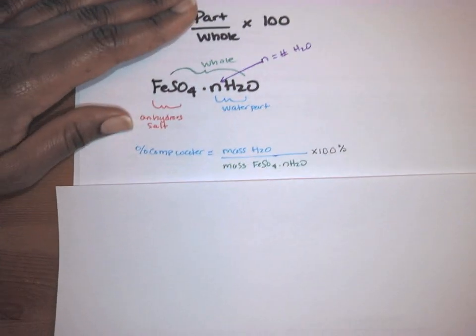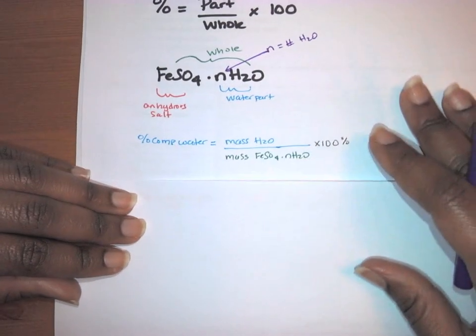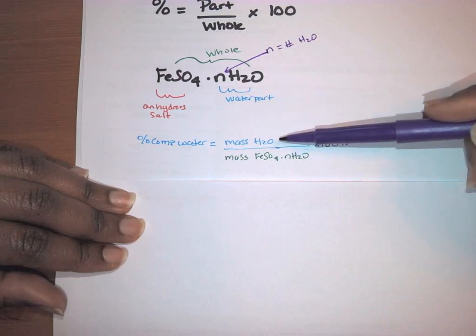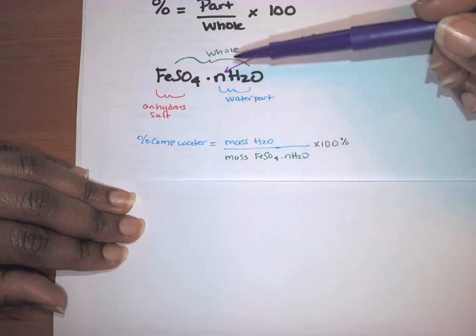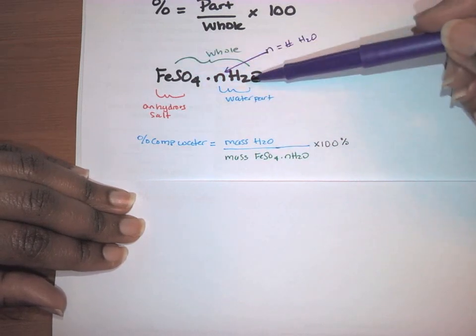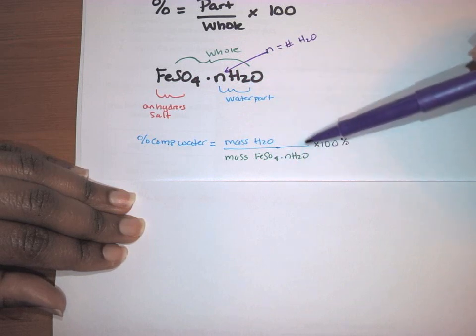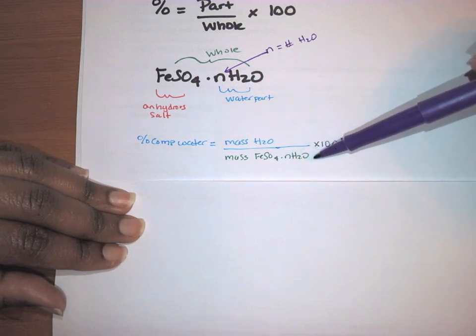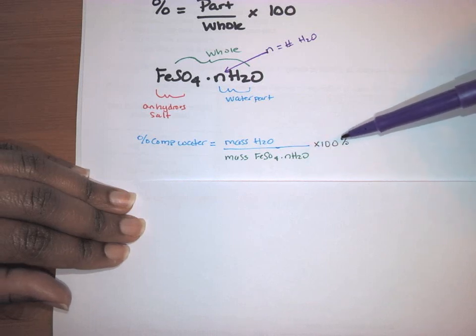So if you wanted to calculate the percent composition of the water, the part would be the water, and you would get the mass of water. And the whole would be the entire molecule. You would get the mass of the entire molecule. So you take the mass of the water, which is your part, divided by the mass of the entire molecule, which is your whole, and then multiply it by 100%.